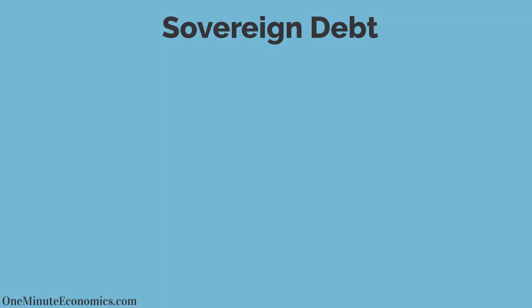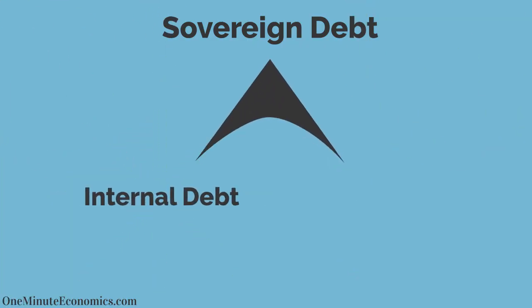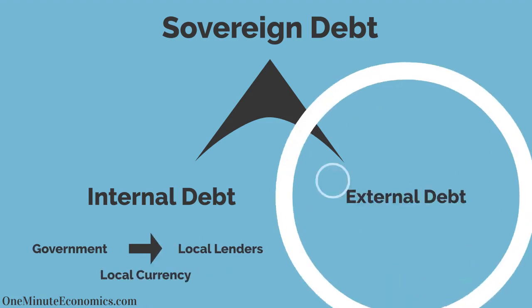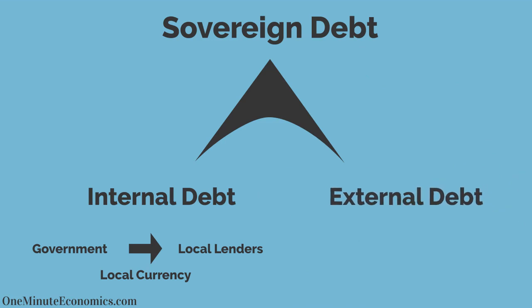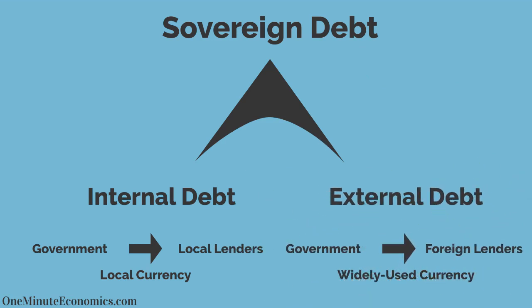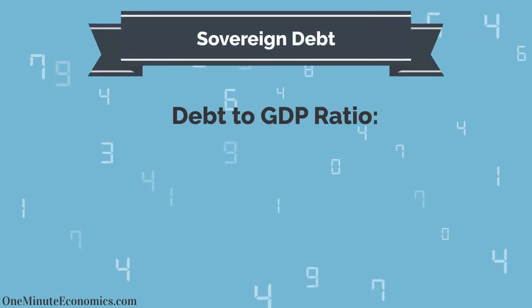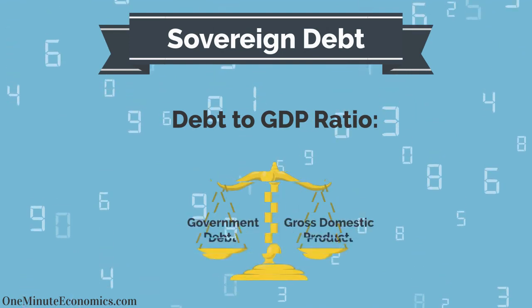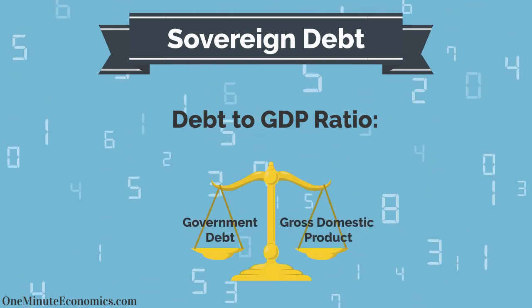Broadly speaking, there are two types of sovereign debt. 1. Internal debt, owed by a government to local lenders and usually denominated in the local currency. And 2. External debt, owed to foreign lenders and usually denominated in a widely used currency such as the dollar or euro. To track sovereign debt, the most popular metric tends to be the debt-to-GDP ratio, which compares government debt to the gross domestic product.